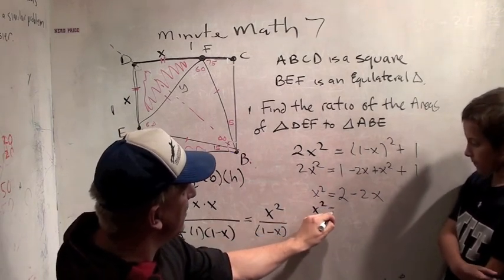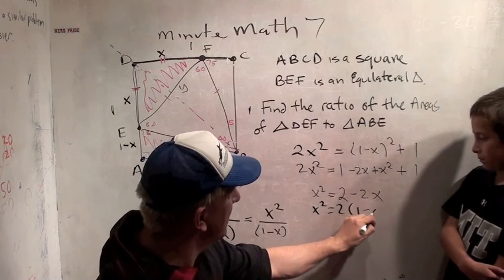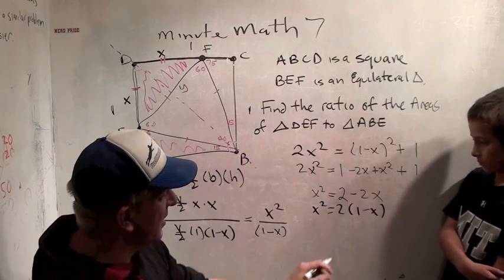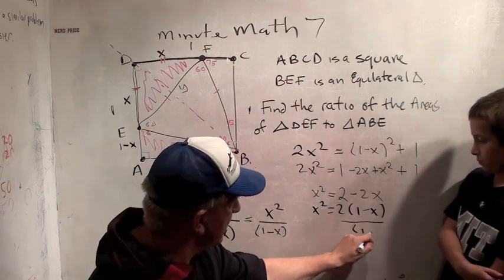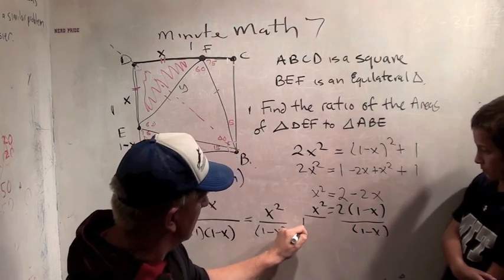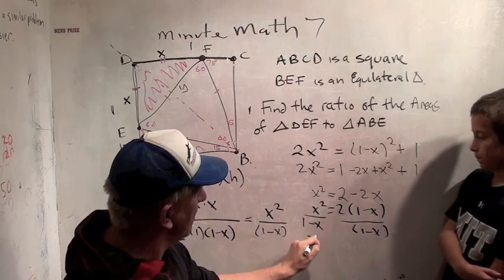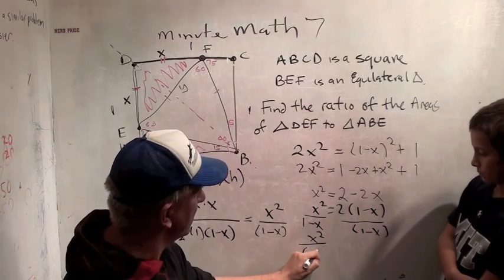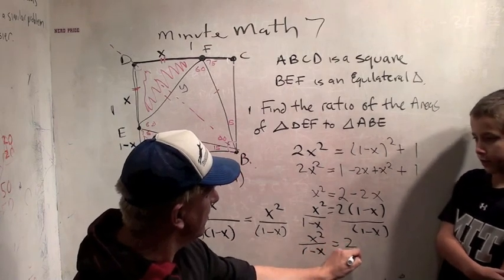Well, x squared equals 2 times 1 minus x. That was from our equation before. Now I divide everything by 1 minus x, and I get x squared over 1 minus x equals 2.